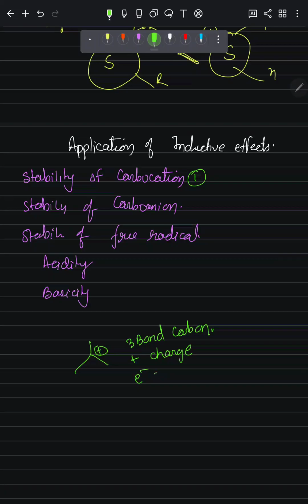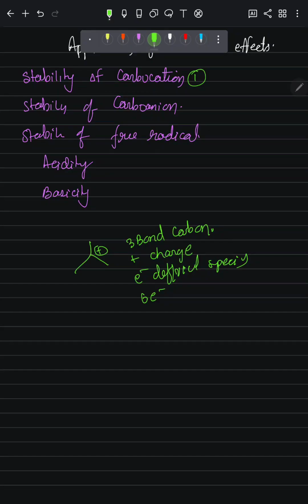It is an electron deficient species with 6 electrons present. So as we know, let's take an example of a carbon with 3 methyl groups: 1 methyl group, 2 methyl group, and a hydrogen here, 2 hydrogens here, and 1 methyl group.